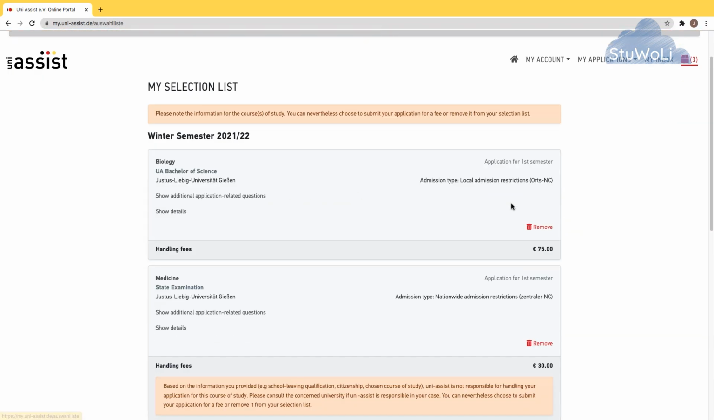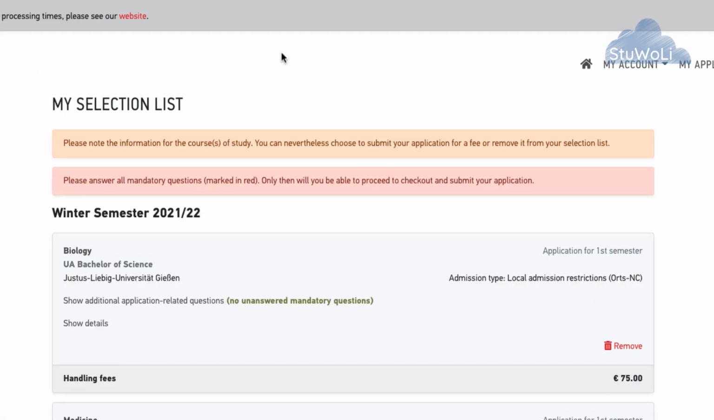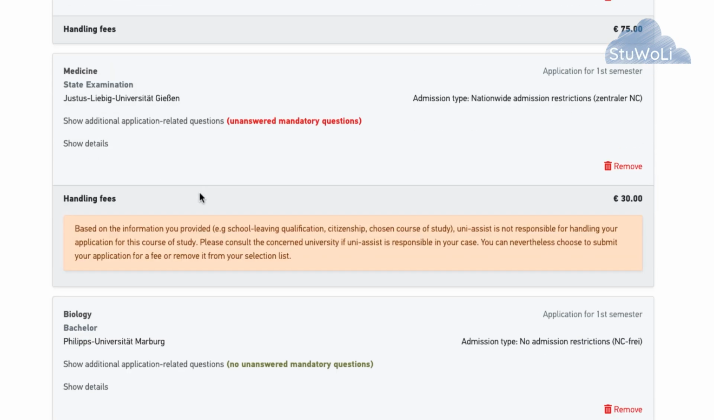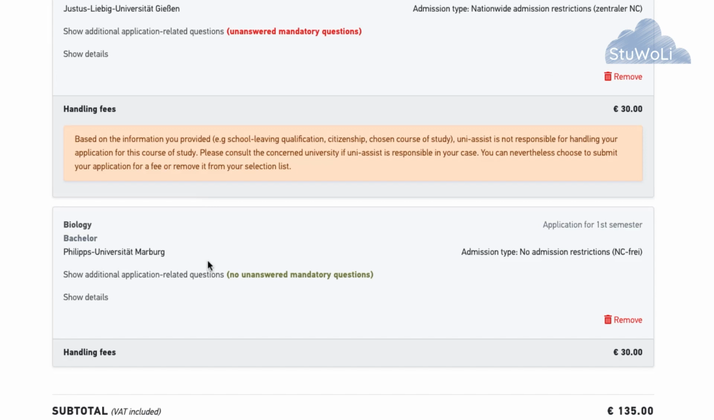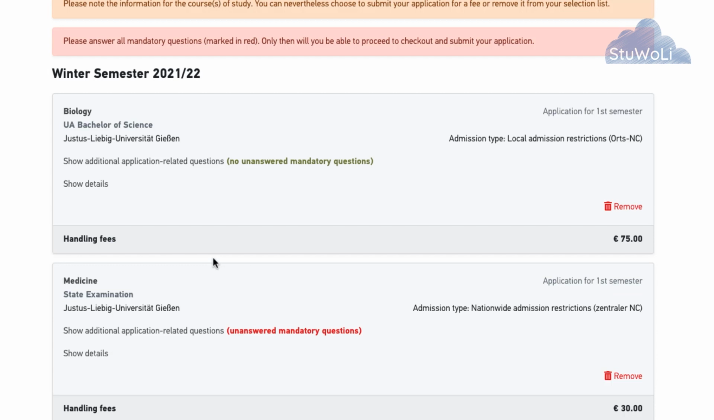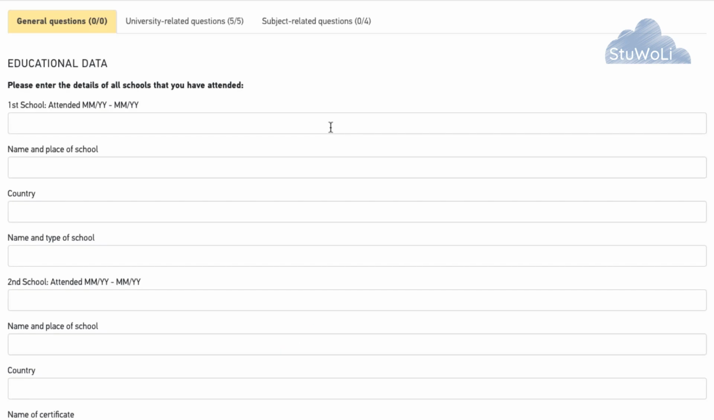And then here you have the basket. You go there. You see there are 3 options: biology Uni Gießen, medicine Uni Gießen, and biology Uni Marburg. There is one thing which you should beware of, and this is the unanswered mandatory question part, the red parts. There are some questions which need to be answered before you can apply for a program. If it's green, you're all good. If it's red, then you click on it. There you go. And then you find those mandatory questions and answer them.